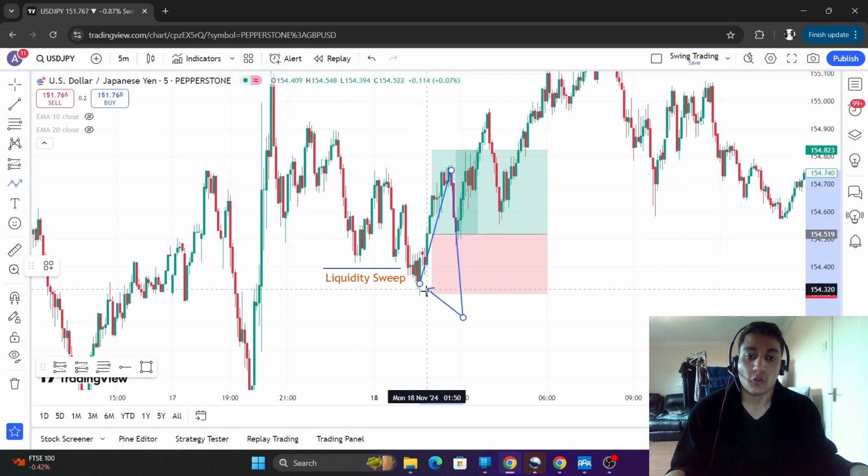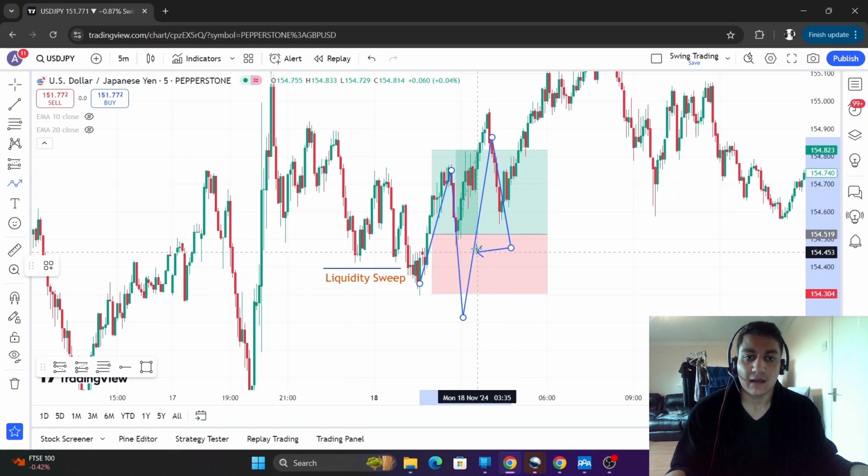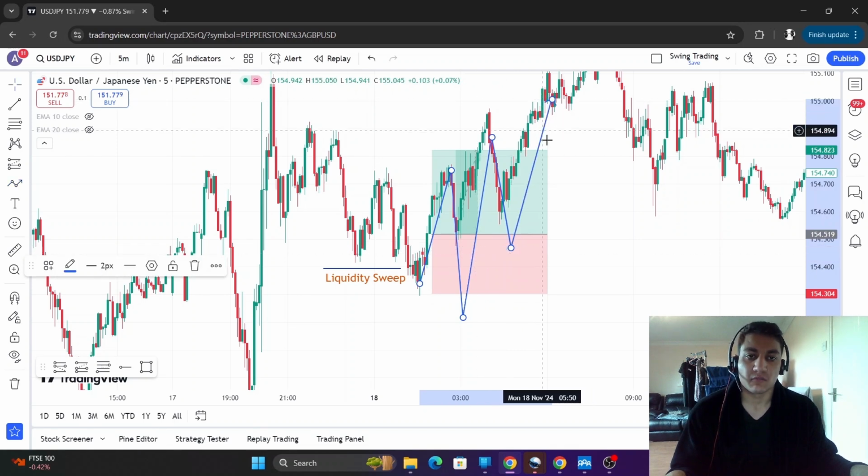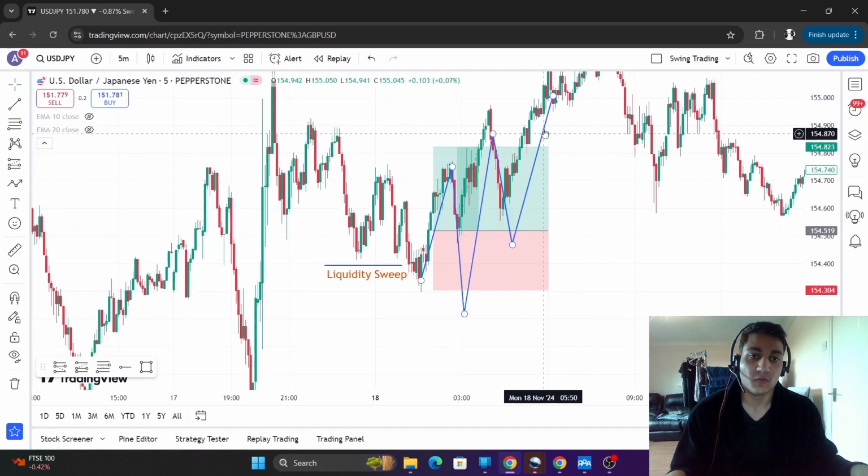Price is going to come down. You're going to be the one that actually got swept. It's going to go back up, give everyone else a chance to actually get in at a fair value gap here, and go straight to take profit. And you're going to be dead angry, and you're probably going to chase this move all the way up here.